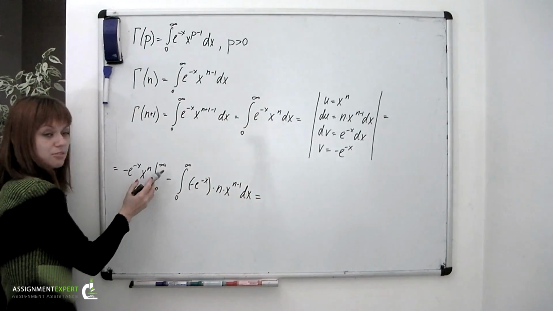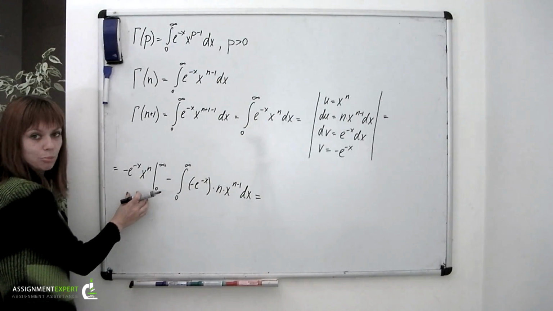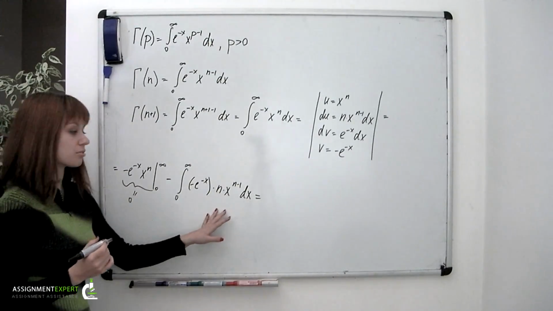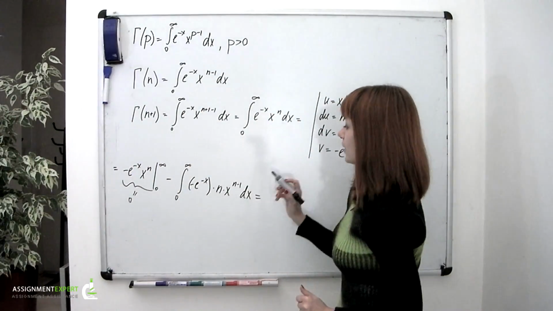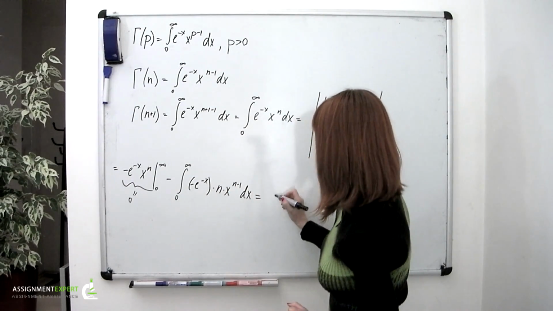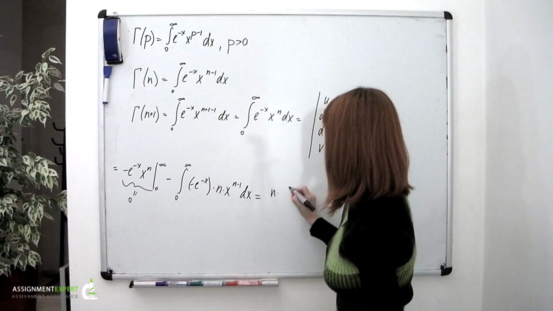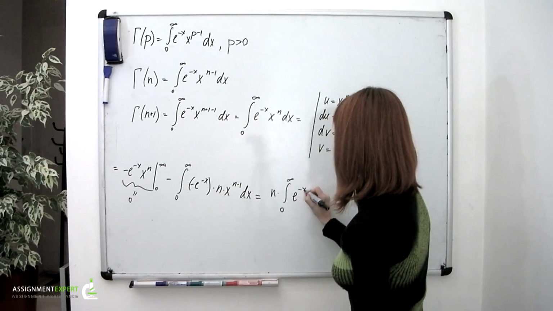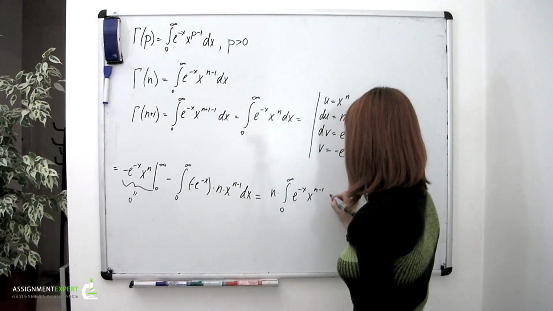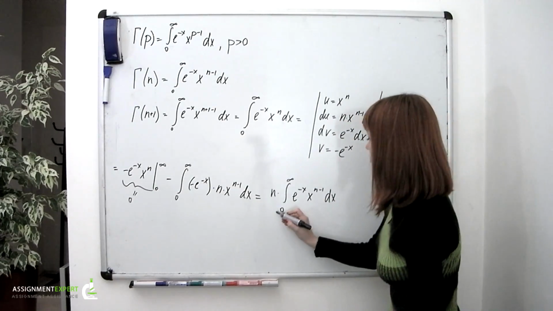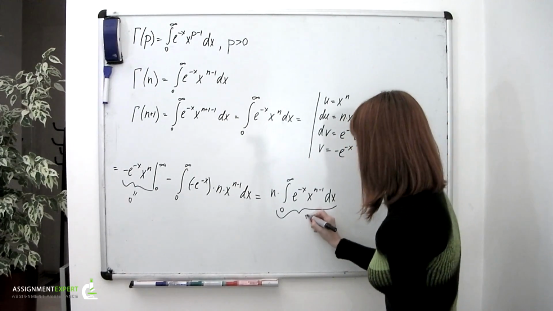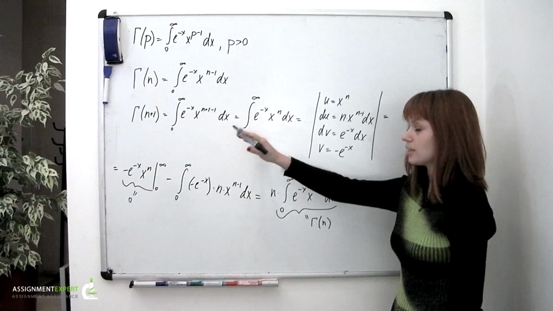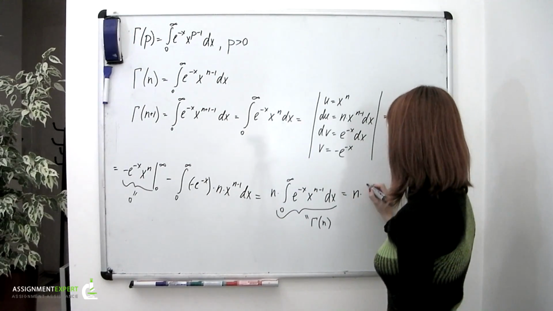If we substitute 0 and infinity into this expression, we'll have 0 minus 0, and therefore this first element gives us 0, and leaves us with a second integral. We can factor out negative n and obtain the following. N times integral from 0 to infinity of e to the negative x times x to the n minus 1 dx, which is nothing but the initial gamma function, gamma of n. So we've obtained that gamma of n plus 1 equals n times gamma of n.